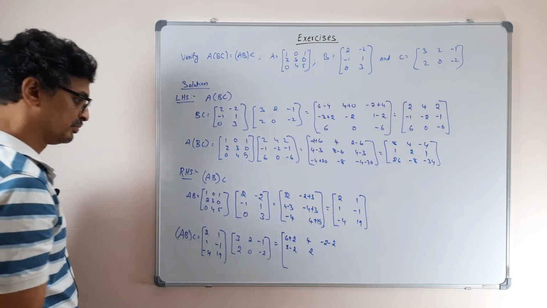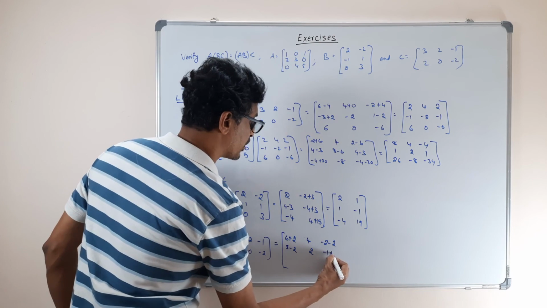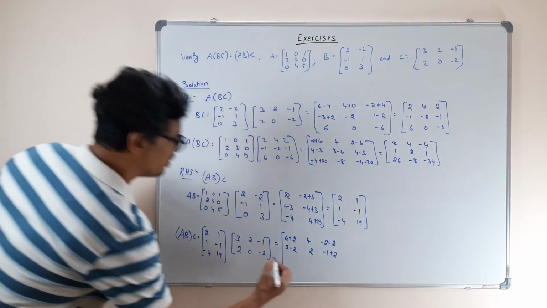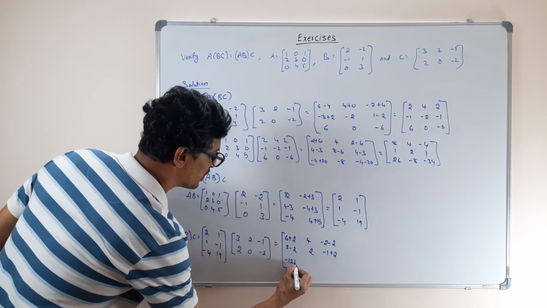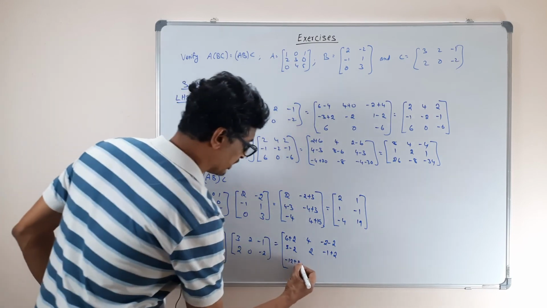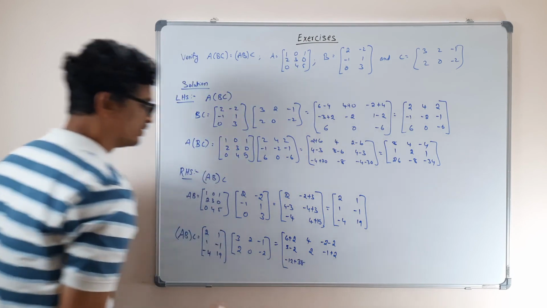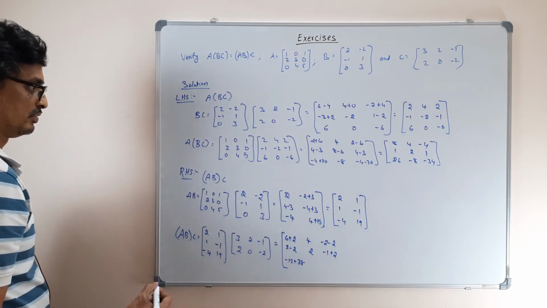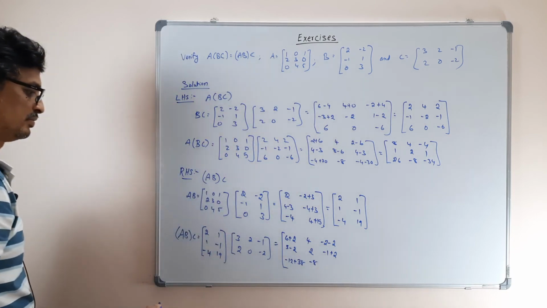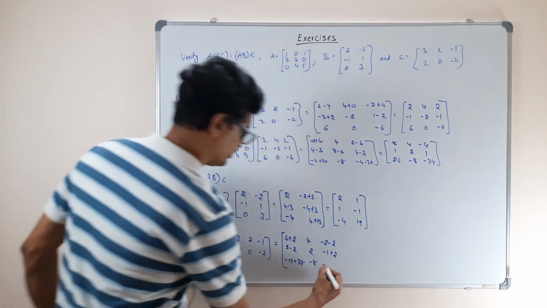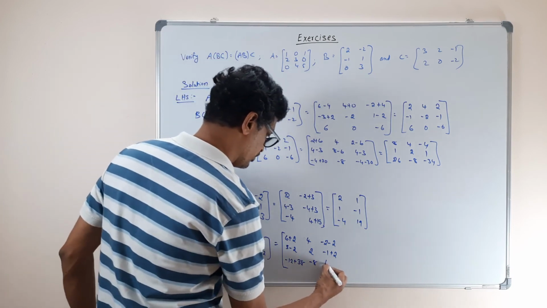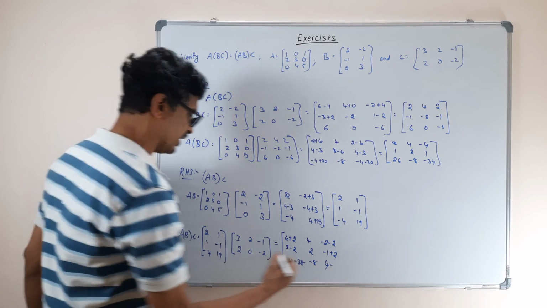Minus 1 plus 2. Minus 12 plus 38. Then minus 8. Minus 4, no, 4, not minus 4. Minus 38. Right?